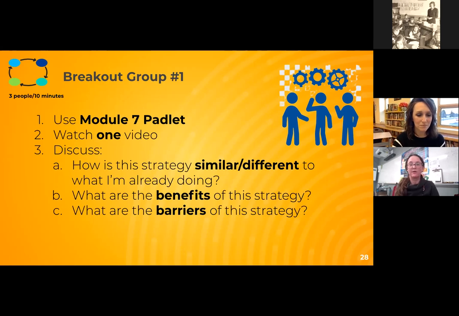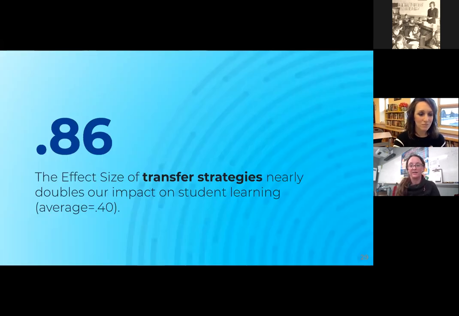So moving forward, we wanted to show why this can be so impactful. So the effect size of transfer strategies, such as the text rendering practice and worked examples, can nearly double our impact on student learning from the average of 0.4. So this can be very meaningful to create meaningful learning environments for our students.